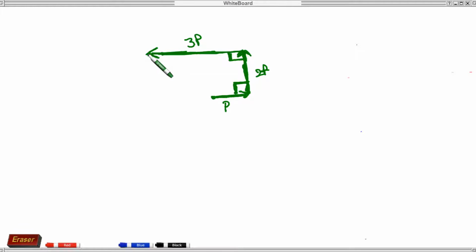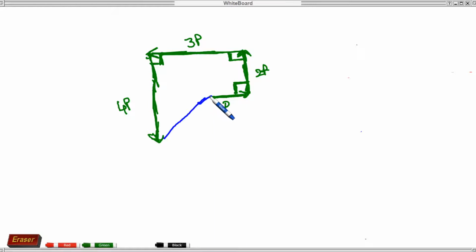Again, you can say like this. This is also perpendicular. So here it's 4p. So what will be the resultant? Resultant will be this one. This one will be the resultant.